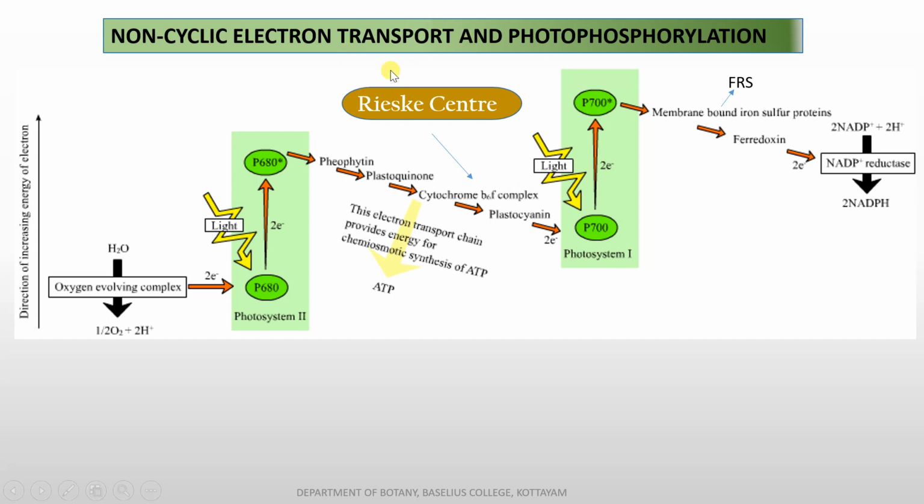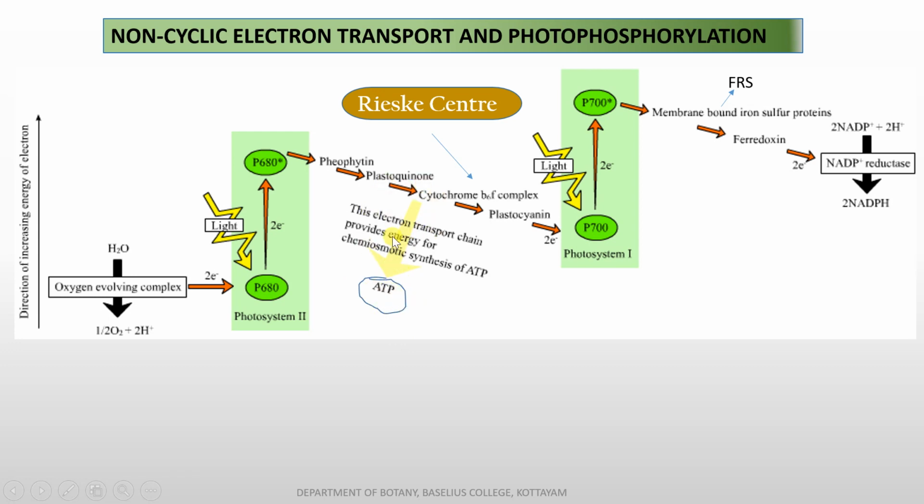In this particular point, in between plastoquinone and cytochrome b6f complex, when electrons flow through this point, there occurs a sufficient amount of free energy change which allows photophosphorylation to occur, which allows the phosphorylation of one molecule of ADP with inorganic phosphate to form ATP. So one molecule of ATP is produced during this electron transport from PS2 to PS1. This is known as photophosphorylation.